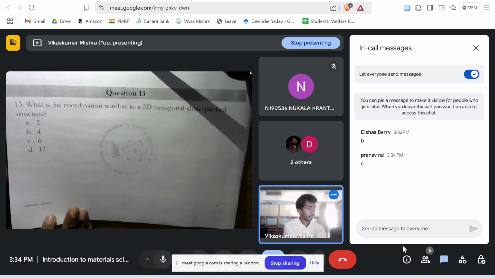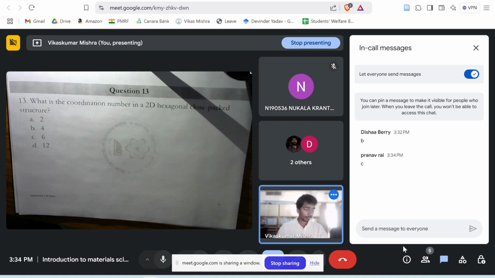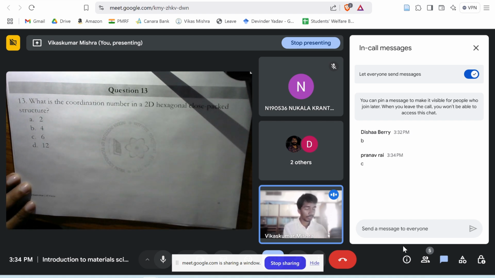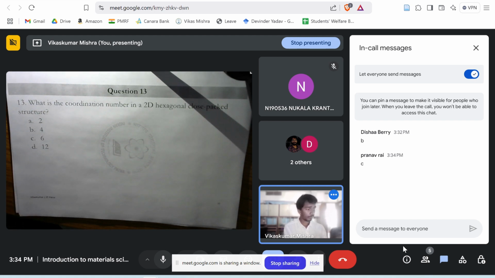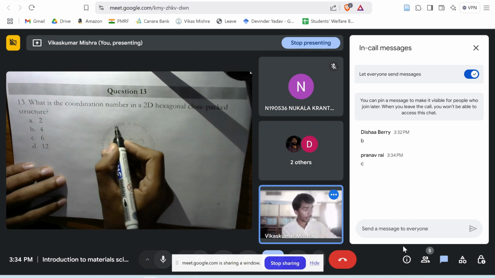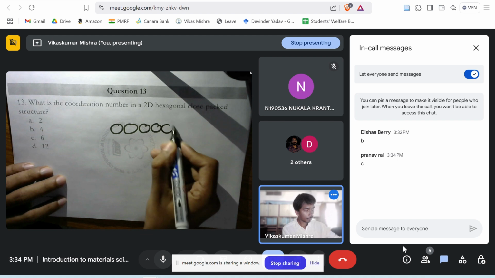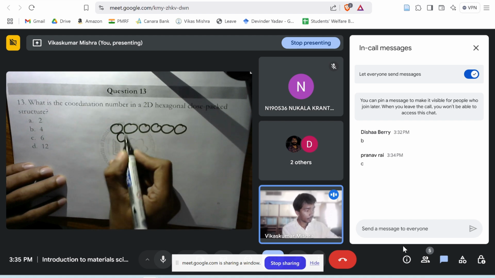Now this is a little bit of visualization you need to do. What is the coordination number in a 2D hexagonal close pack structure? They're talking about 2 dimensions. Make a hexagonal pattern. If you got the answer, you can always put it in the comment box.